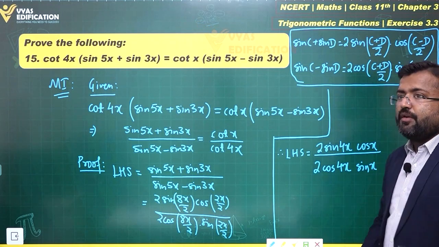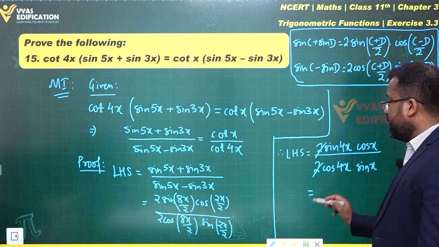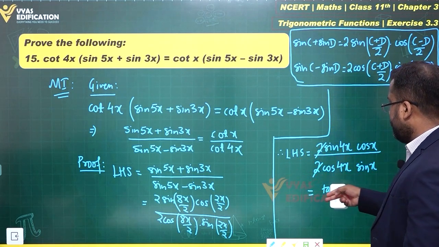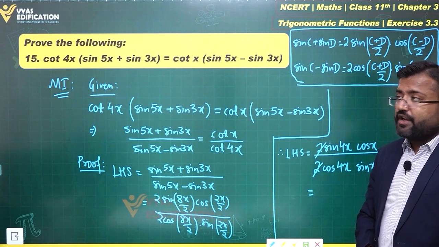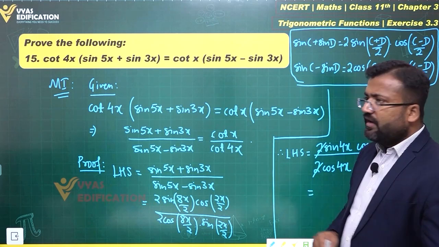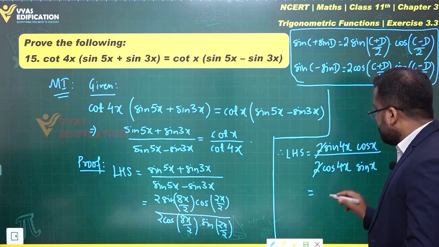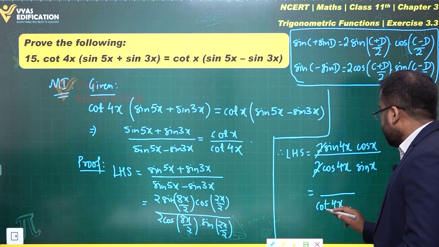This is what you have in the denominator. And let's cancel these factors of 2 sine 4x upon cos 4x. This will be equal to, in the numerator you have sine x, sine 4x over cos 4x. In the numerator it can be converted into tan 4x, or if you want to write it in terms of cot 4x, let's write cos upon sine. In the denominator you have cot 4x.